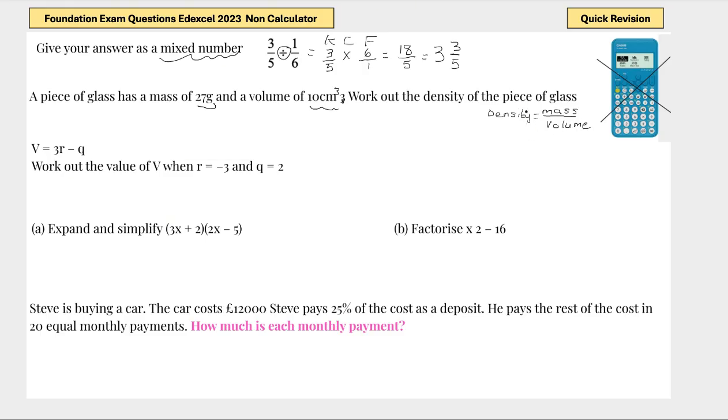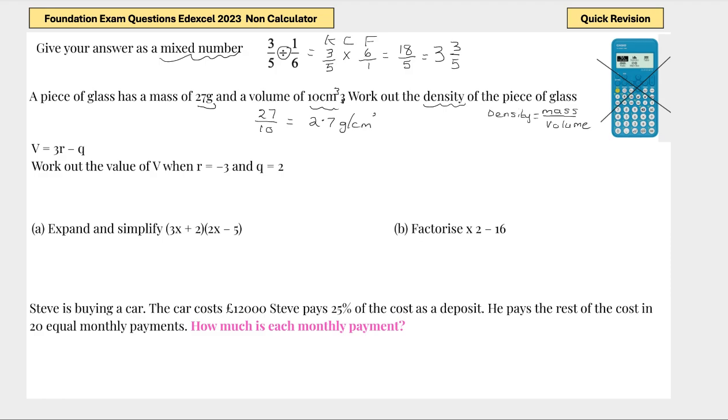So if you can try and remember this, revise this, you will be able to pick this apart because it's actually asking you to work out the density. So to work out the density, we need the mass, which we've got, which is 27. And we're going to divide it by the volume because that's what it's telling us to do, which is 10. And we're going to divide that and it comes to 2.7.